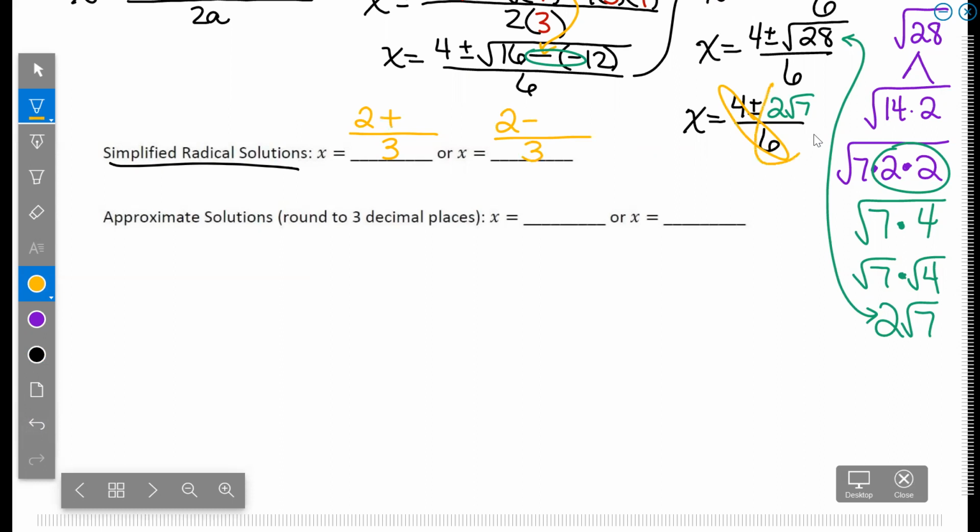And then I'm going to look this way also. I can look at numbers that are outside of radicals and I can reduce them, or I can look at numbers that are just inside of radicals and I can reduce those. Face forward, please. Do 2 and 6 have anything in common? Can I reduce those at all? 1 and 3. So I have 2 plus 1 square root of 7 over 3, 2 minus 1 square root of 7 over 3. 2 over 6 reduces to what? 1 over 3.